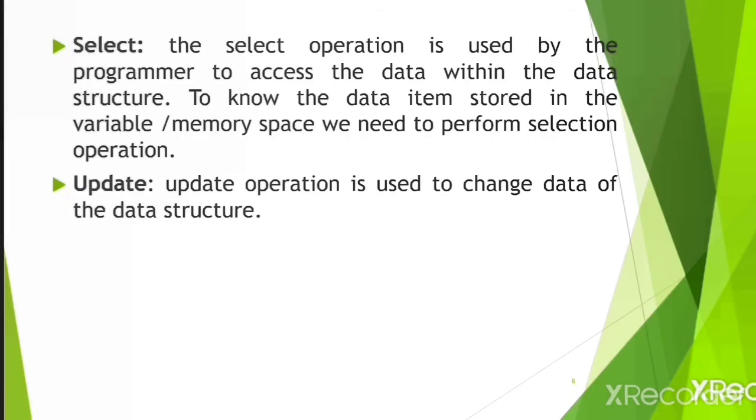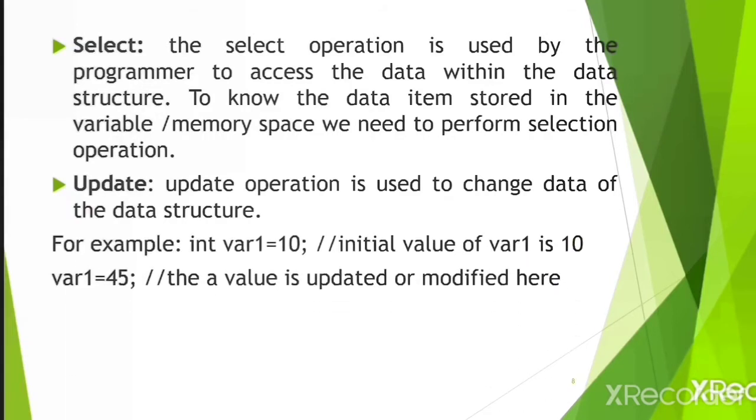Next is the update operation. The update operation is used to change the data of the data structure. If you have created a data structure with some value and later in your program you want to modify the content of that data structure, then you can perform this update operation. In most programming languages, the update operation is normally performed by using an assignment operator. So here is an example. Here one variable var1 with the initial value 10 is already created, and later the same variable's value is modified to 45 by using the assignment operator.